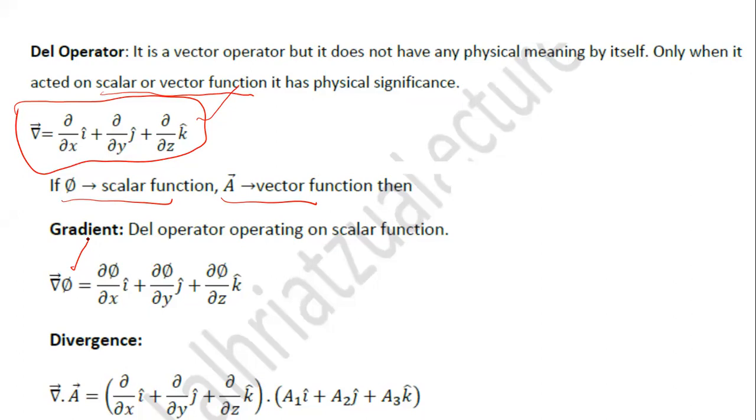As you can see here, when this del operator operates on phi, the scalar function, phi will be differentiated with x, phi will be differentiated with y, and phi will be differentiated with z, and i cap, j cap, and k cap are the unit vectors along the Cartesian axes. And here we use what is called a partial derivative. So the del operator consists of partial derivative with respect to x, y and z. The difference between partial derivative and normal derivative, I think you already know.